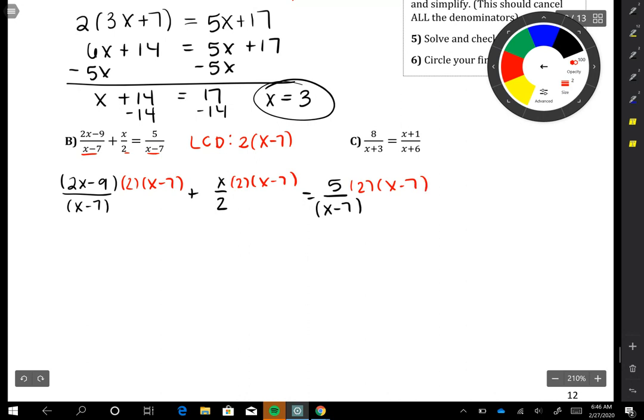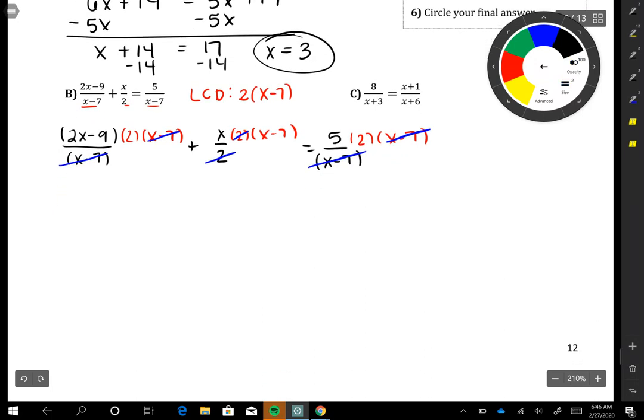Now that I've done that, I'm going to cancel out anything that appears in the numerator and the denominator. In my first fraction, the x minus 7's cancel. In the second one, the 2's cancel. And in the third one, the x minus 7's cancel. So we write just what is left over. I have 2x minus 9 times 2 plus x times x minus 7, and that equals 5 times 2.